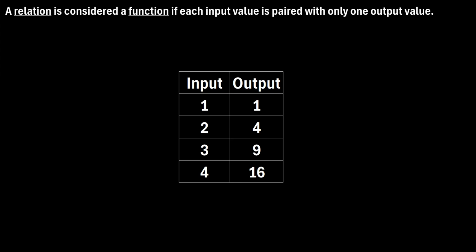In this video, we will talk about how to determine if a relation is considered a function. So here's the rule. A relation is considered a function if each input value is paired with only one output value. So I have 4 examples for us to work through here of relations.